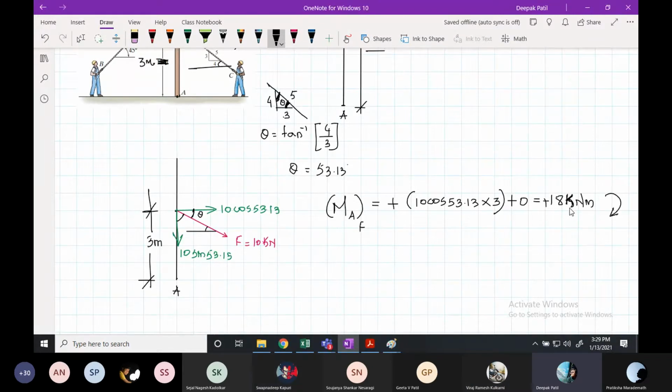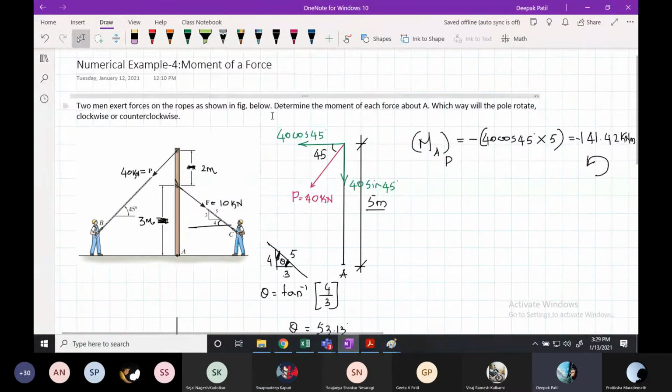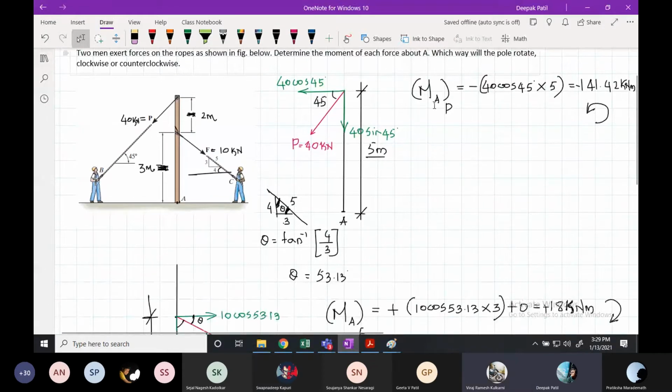So this is the first part of the question, that is determine the moment of each force about A. Now the second part of the question is which way will the pole rotate? Can anybody tell me which way will the pole rotate? Whether it will rotate in a clockwise direction or a counterclockwise direction. Counterclockwise, sir. Why will it be counterclockwise? Because the magnitude of the negative sign is more, sir.